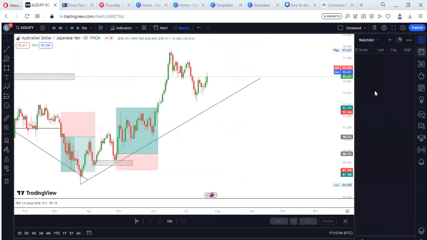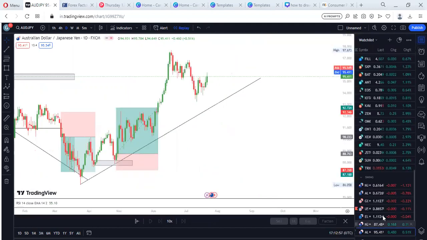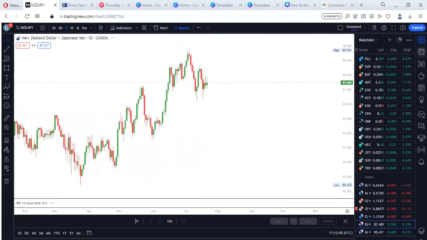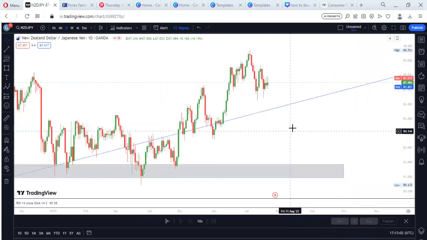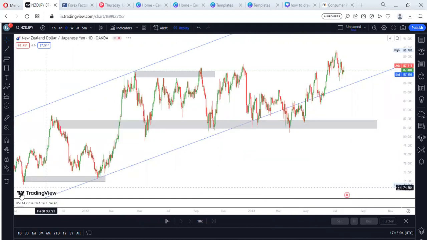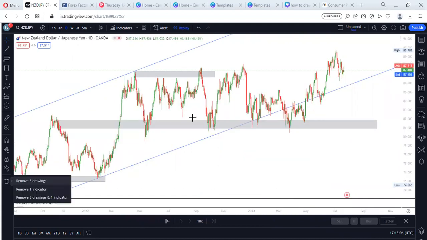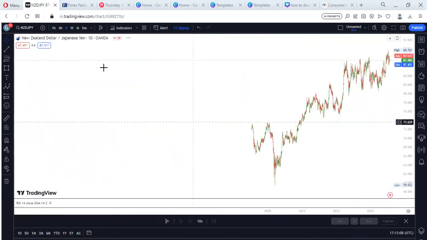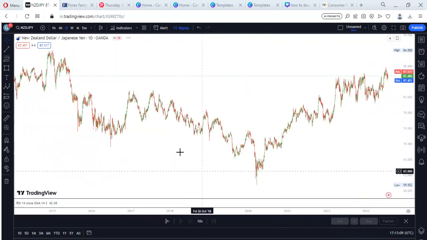So let me show you another chart, right? Let me show you on this. So this is New Zealand JPY, right?